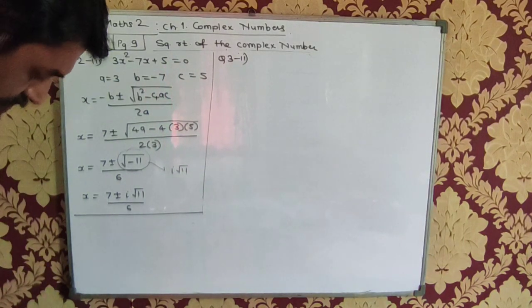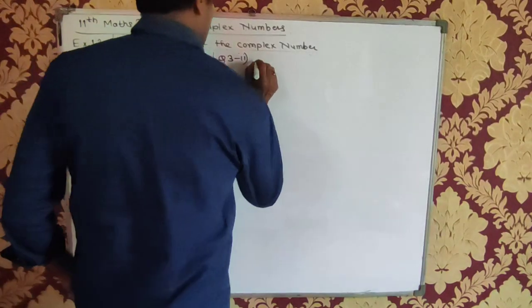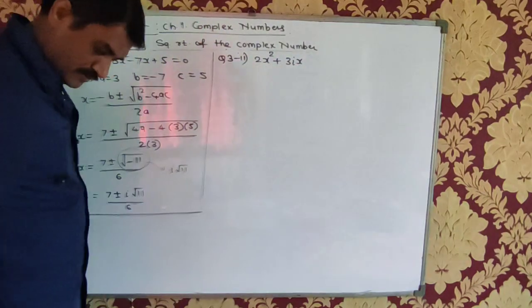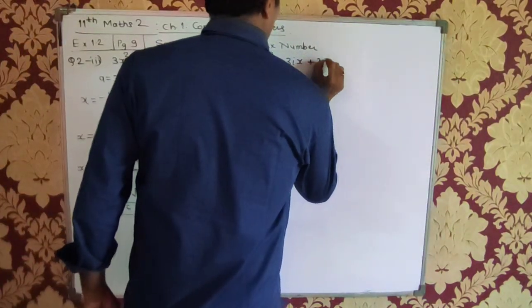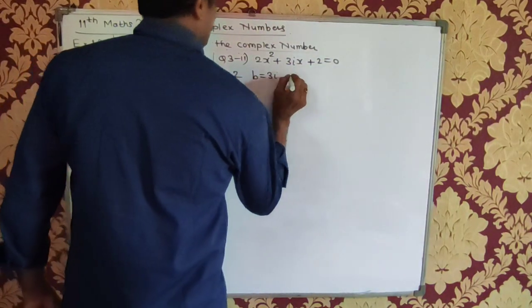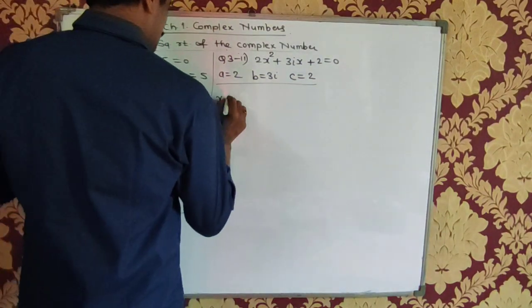What is the given equation? Solve the following quadratic equation: 2x square plus 3ix plus 2 is equal to 0. So a is equal to 2, b is equal to 3i, and c is equal to 2. So what is x equal to?